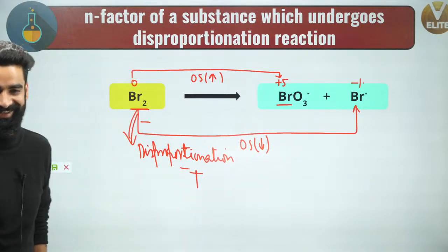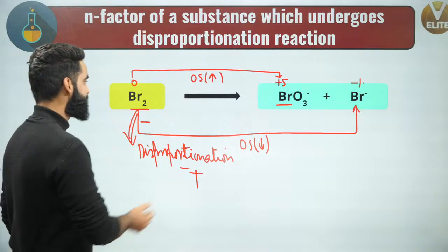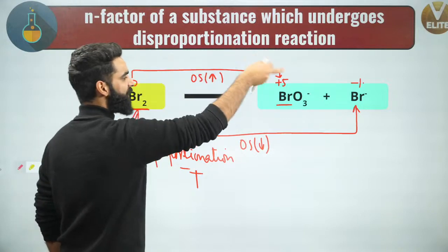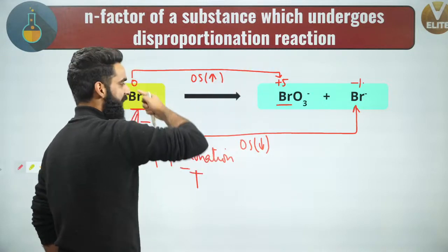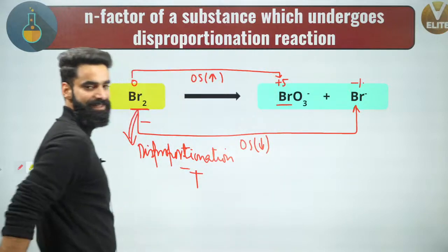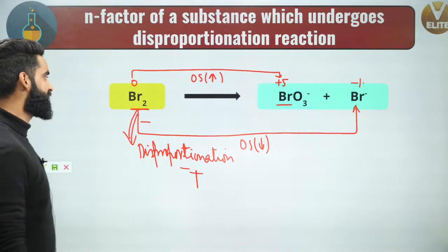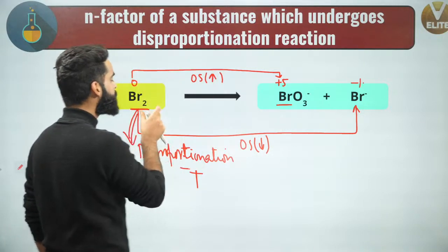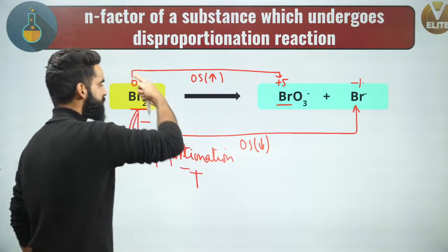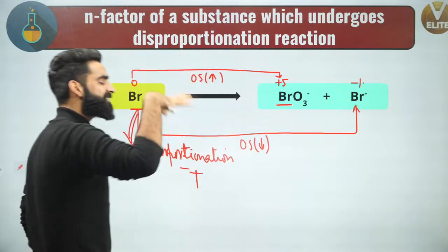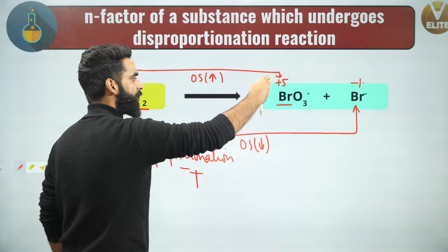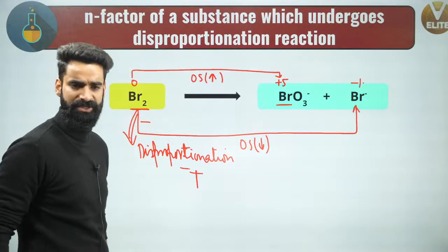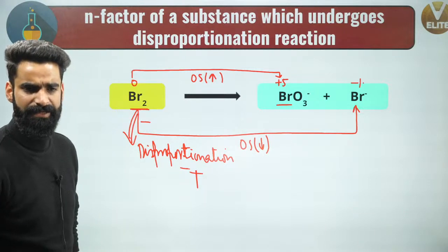Disproportionation. See, in this part the oxidation state of bromine is changing from 0 to +5, so the oxidation state of bromine is increasing, and in this part the oxidation state of bromine is decreasing. So can I simply say some part of this Br2 is undergoing oxidation, and some part of Br2 is undergoing reduction? That substance whose some part is undergoing oxidation and whose other part is undergoing reduction, we say that compound undergoes disproportionation.